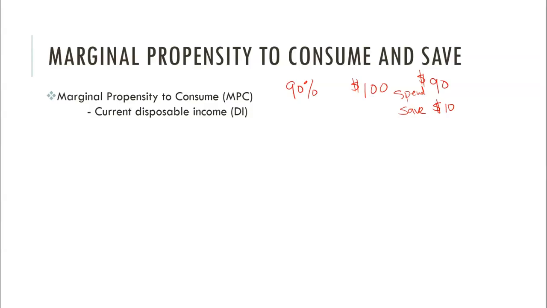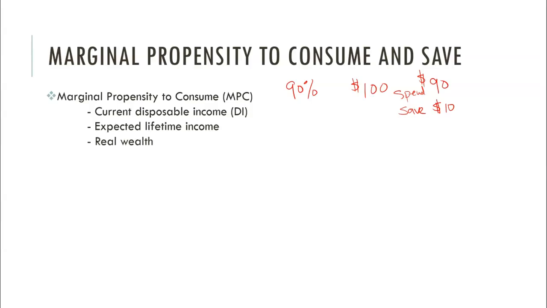Marginal propensity to consume is a function of your current disposable income. It's related to your expected lifetime income. So you might spend a much higher proportion of your income today if you think you're going to have a lot of money in the future. If you're concerned about your income in the future, regardless of how much you have right now, you might save more.